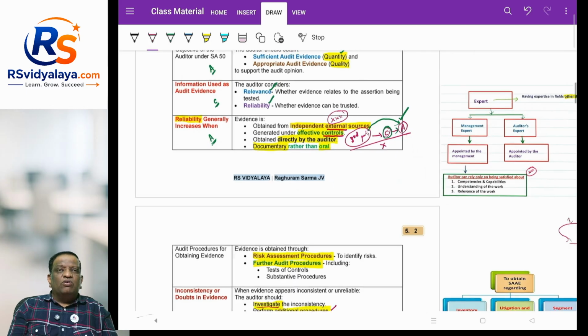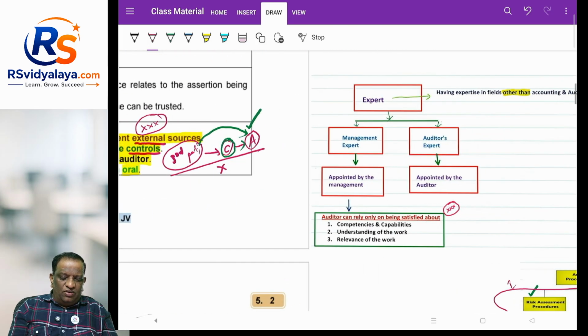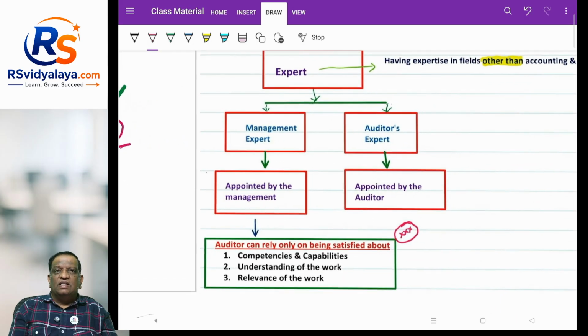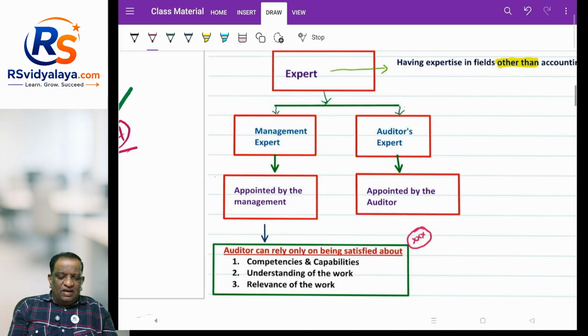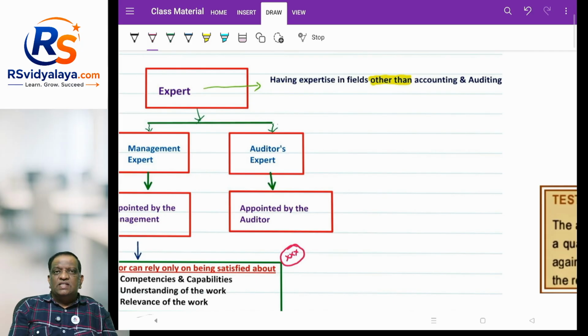But if you look at the questions in this area, they are basically to test you on the expert. So, now let us look at it. That is not given directly as a part of the summary, but the expert. Who is an expert? Hope you are all aware of this basic definition. An expert is a person who has expertise in fields other than accounting and auditing. So, any person, association or institution that possesses expertise in fields other than accounting or auditing.